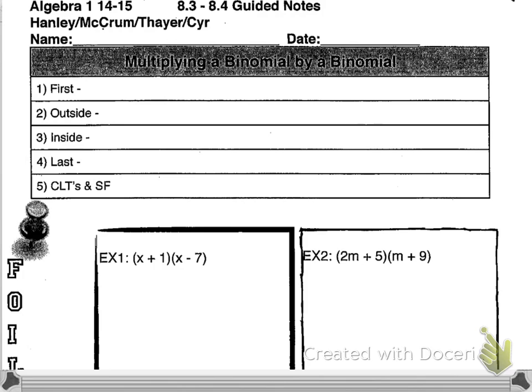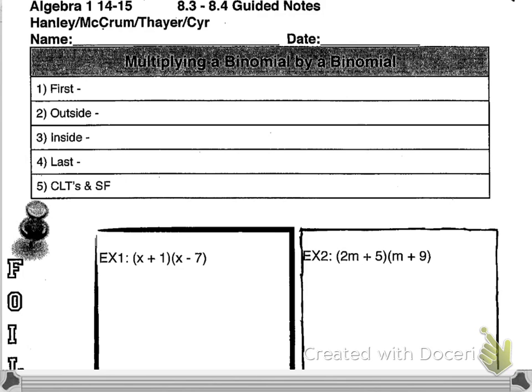So rather than a monomial times a polynomial, your learning target for today is I can multiply a binomial by a binomial, or it's what we call foiling. So people can also say I can FOIL, that might be your learning target. FOIL stands for the way that we multiply a binomial times a binomial. Each letter of the word FOIL is going to tell us what to do.